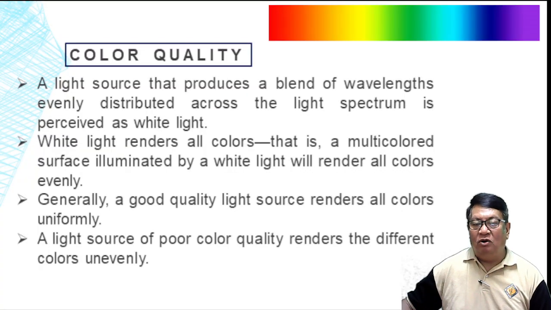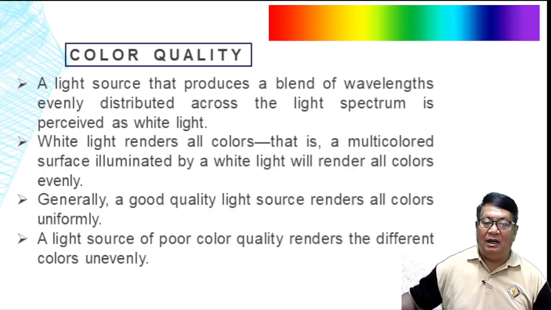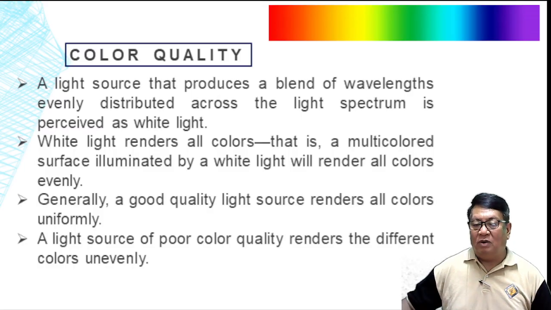Then we have also the color quality. A light source that produces a blend of wavelengths evenly distributed across the light spectrum is perceived as white light. White light renders all colors. Generally, good quality light sources render all colors uniformly. When these colors are distributed uniformly, you have good color quality. A light source of poor color quality renders different colors unevenly.